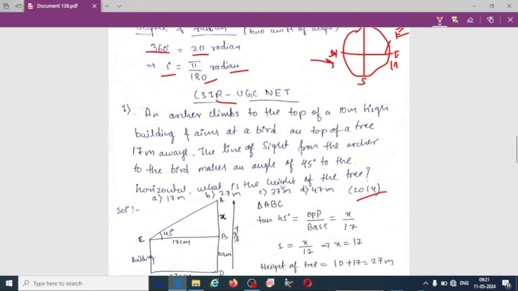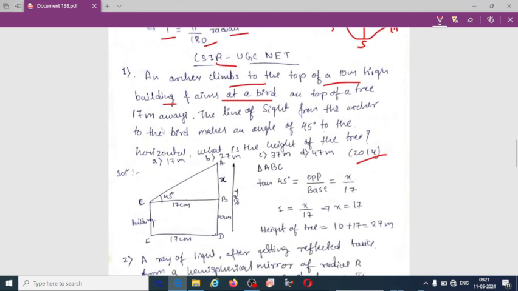This is a question from 2014. An archer climbs to the top of a 10-meter high building, aims at a bird on top of a tree 17 meter away. The line of sight from the archer to the bird makes an angle of 45 degree to the horizontal. What is the height of the tree? So first draw the diagram here. So this is how you can represent it in terms of diagram.